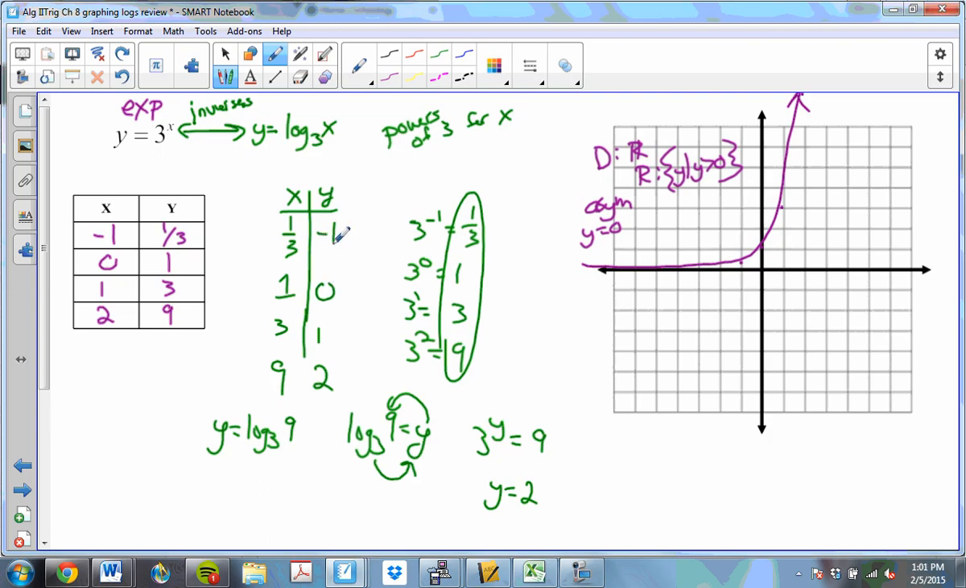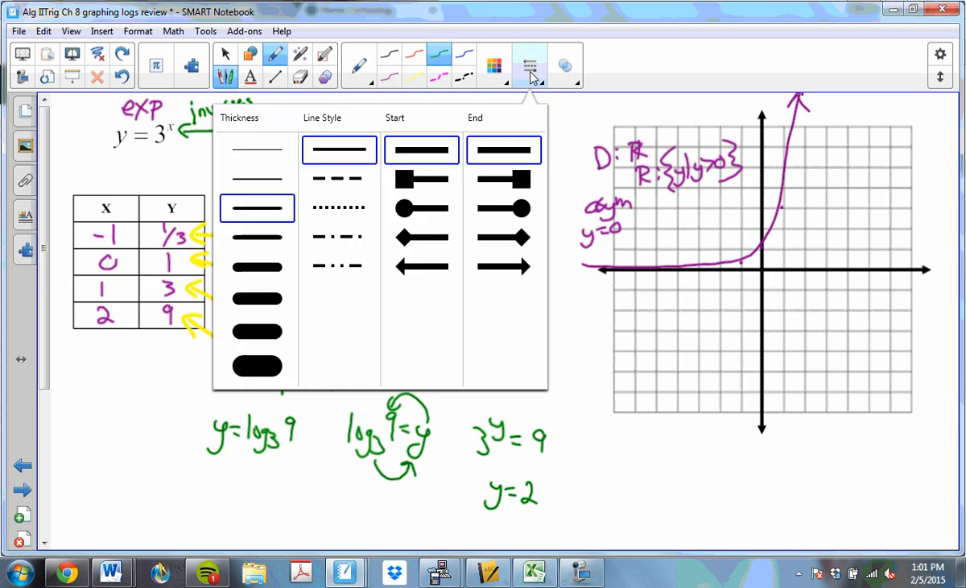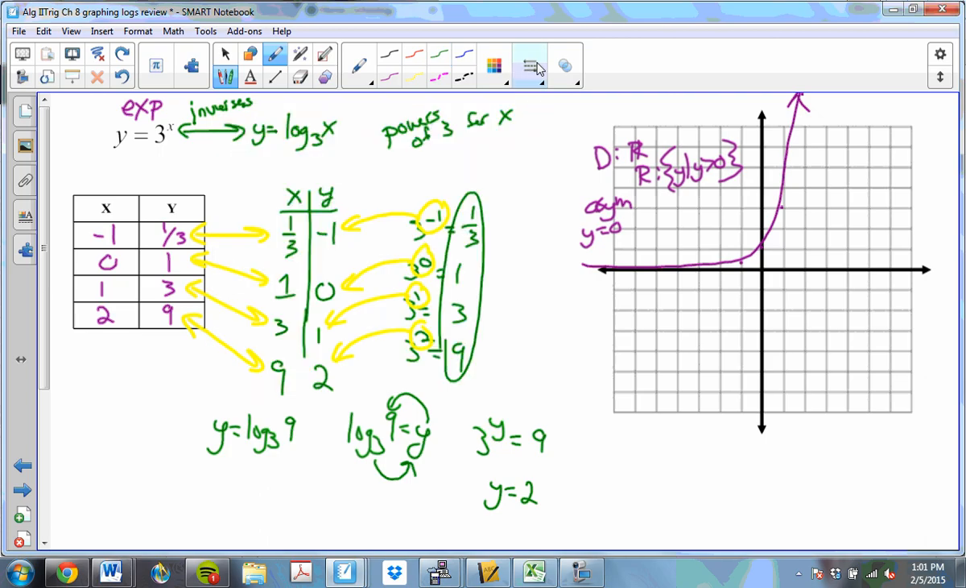I hope you notice that all those y values are coming from these powers, because the logarithm is the exponent. The exponent is really what the log is equal to. The log is the exponent. And I hope you notice that these are all just switched. The point negative 1, 1 third becomes the point 1 third, negative 1. 0, 1 becomes 1, 0. 1, 3 becomes 3, 1. 2, 9 becomes 9, 2. Because these are just inverses, and inverses switch the points x and y.